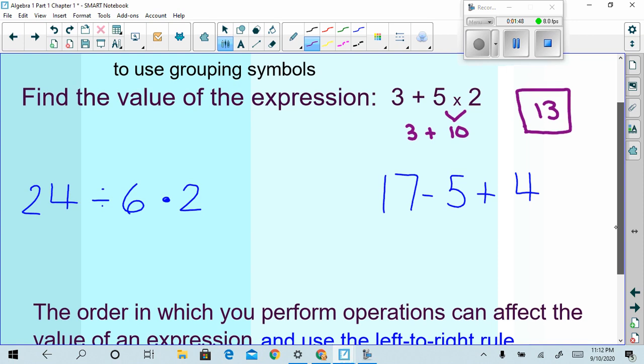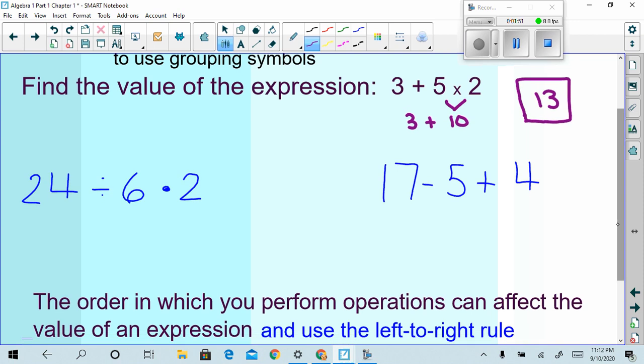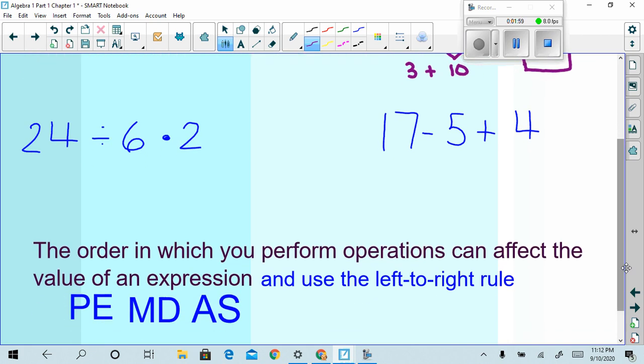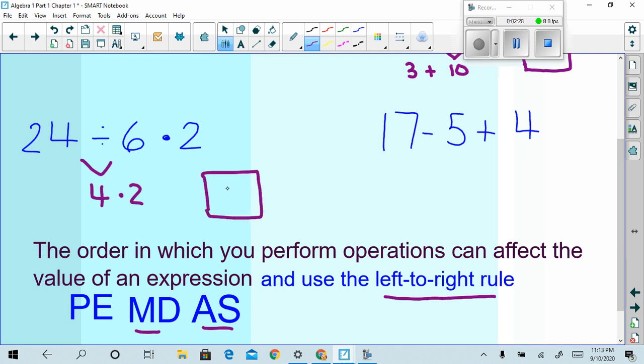Now, the order in which we do things does affect the values, so we do want to follow, again, a certain set of rules, which we call PEMDAS. We're going to work also using this left to right rule when it comes to multiply and divide and add, subtract. It doesn't matter which I do. It doesn't have to be multiply before divide. It matters that the divide in this case comes first. So I'm going to divide. I then will multiply, and you'll see the end result here is 8.